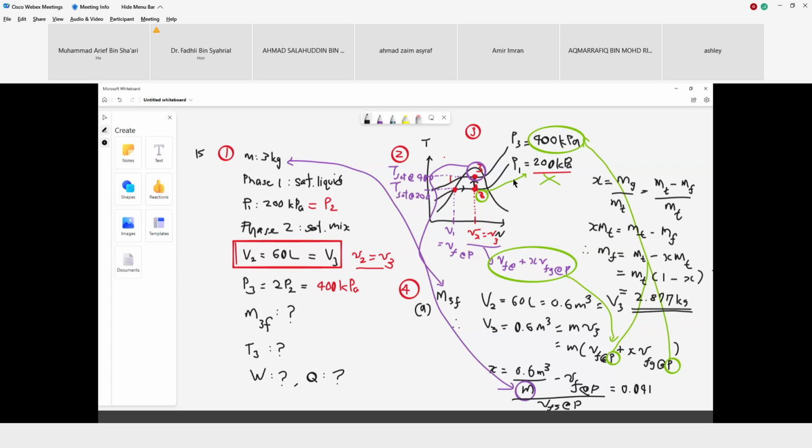Okay, ada soalan untuk question A? Saya beritahu di awal tadi, soalan ni agak susah, but kita boleh selesaikan as long as we follow the steps. Step 1, step 2, step 3, and step number 4. Okay, ada soalan? So A, sebelum kita berpindah ke soalan B, the final temperature.